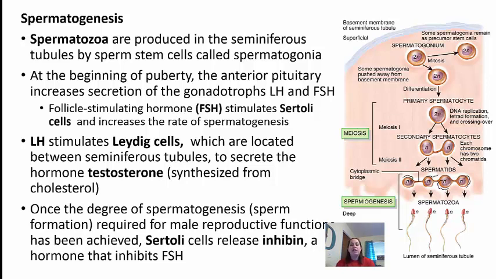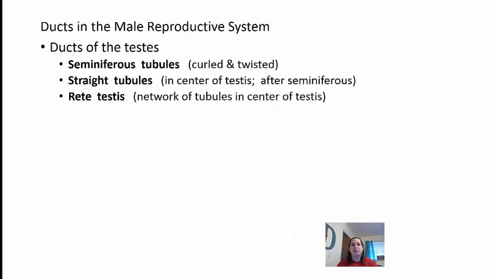Once the degree of spermatogenesis or sperm formation required for the male reproductive function has been achieved, like we've filled all the space, remember the Sertoli cells will release inhibin, and this hormone will inhibit the release of FSH until room is present for them to then continue to release FSH, so that we can continue to increase the rate of spermatogenesis.